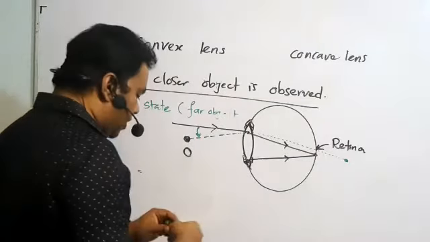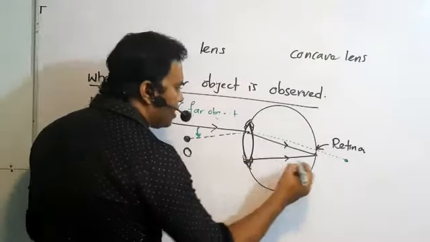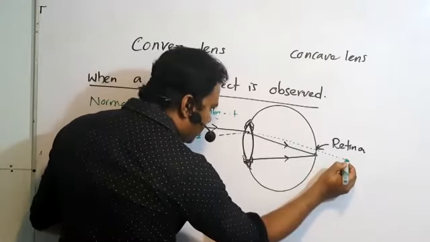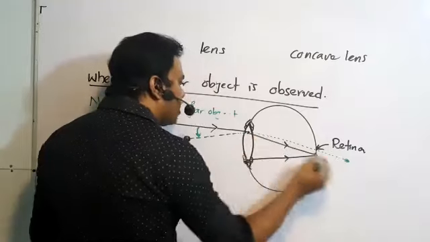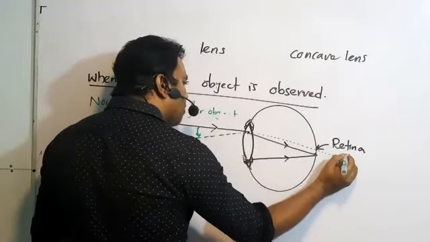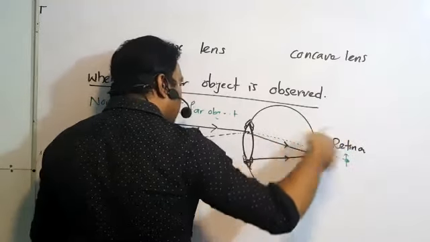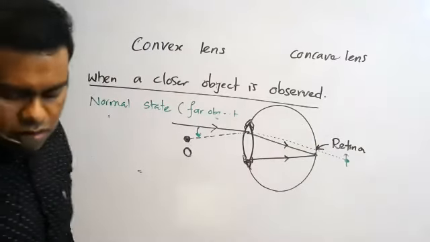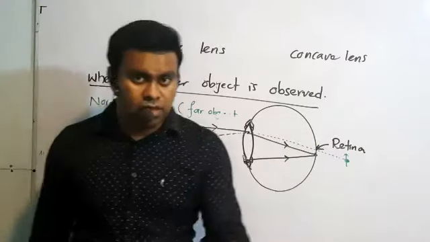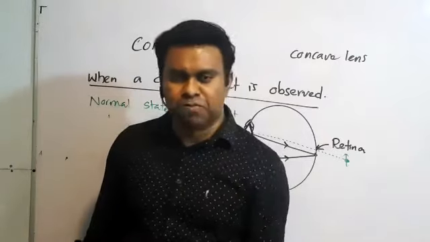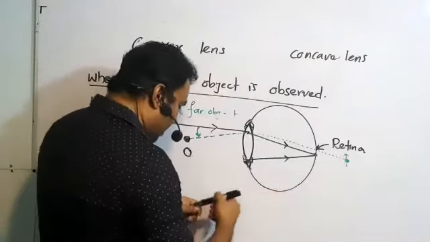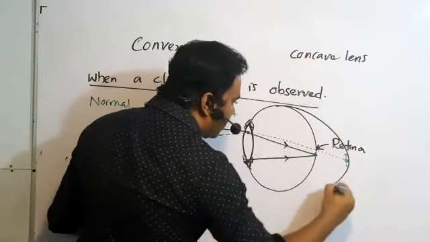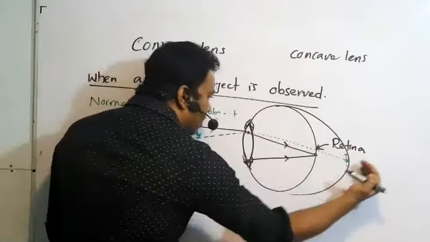Now look at the board. Blurred means this object is here. A sharp image cannot be created because the image has been created beyond the retina. That's the reason. But this is not allowed to happen. We cannot bring the retina to this place. We cannot change the length of the eyeball like this.